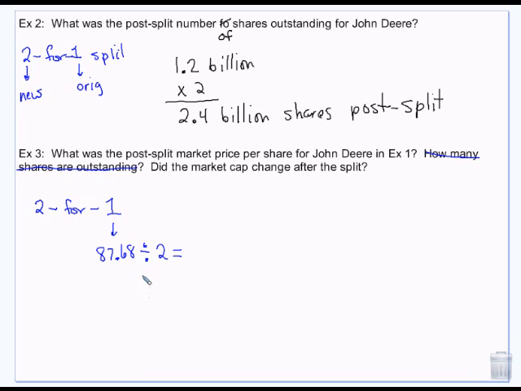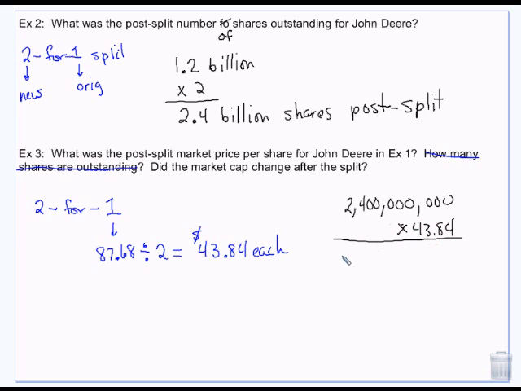Does that make sense? Okay, so I do 87.68 divided by 2 is 43.84 each. And did the market cap change? Well, we could check that. I can say 2.4 billion times 43.84, and I get 105,216,000,000. So there is no change.